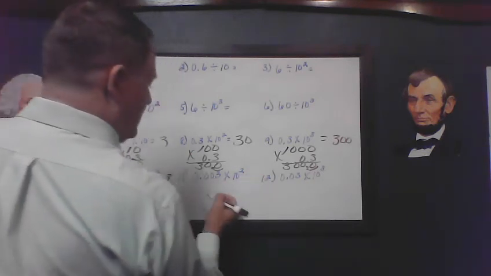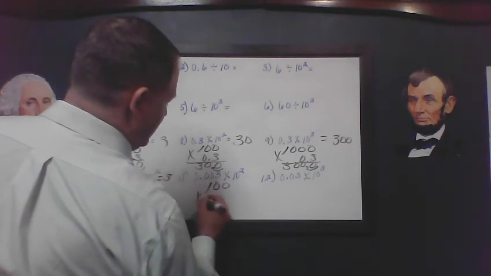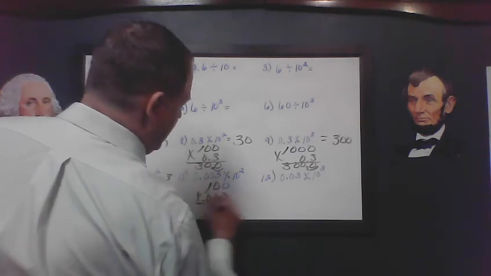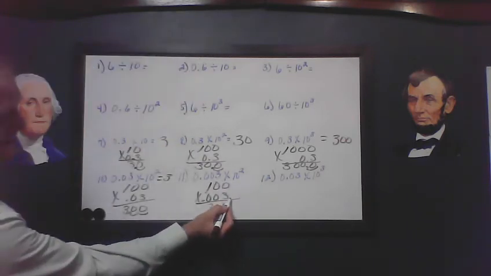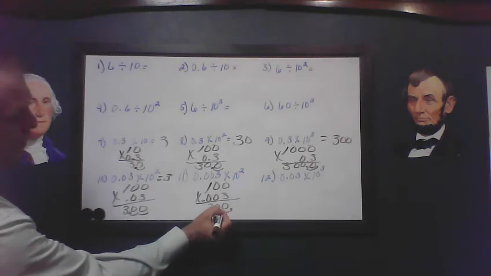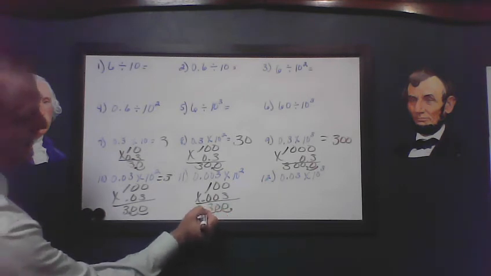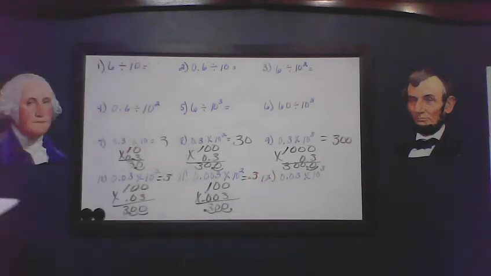And 10 times 10, so 10 squared is going to be 100 times 0.003, and that's going to be 300. There's three decimal places here, 1, 2, 3. So that's how many we're going to move it. 1, 2, 3. So that equals 0.3. And that's going to be number 11.